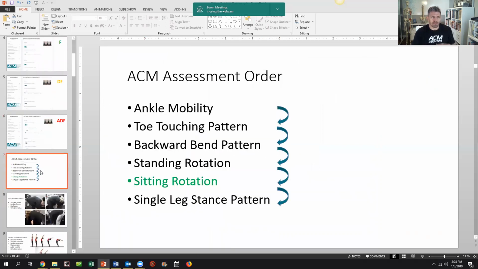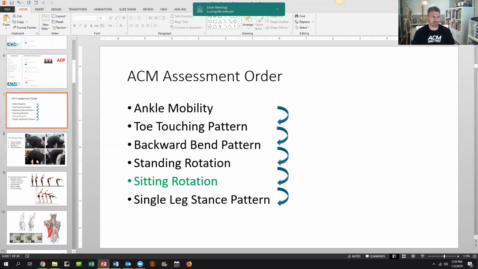Again, we've talked about the pattern, the order of this ACM assessment, and there's a specific reason why we go through this order, because each one of these is building on the next. We started with ankle mobility, toe touching pattern, backward bend pattern, standing rotation pattern. Now we're on the sitting rotation. And there's a reason why these are in a specific order, and the knowledge you're gaining out of each one of these assessments to build on to the next one gives you some insights to what we might predict to find in the sitting rotation pattern. And that's what I really want to talk to you about in more detail.